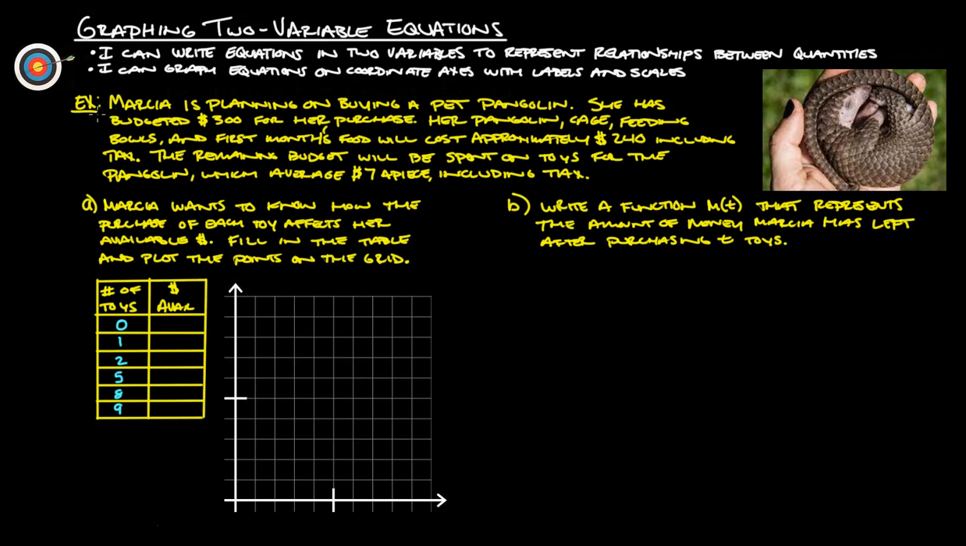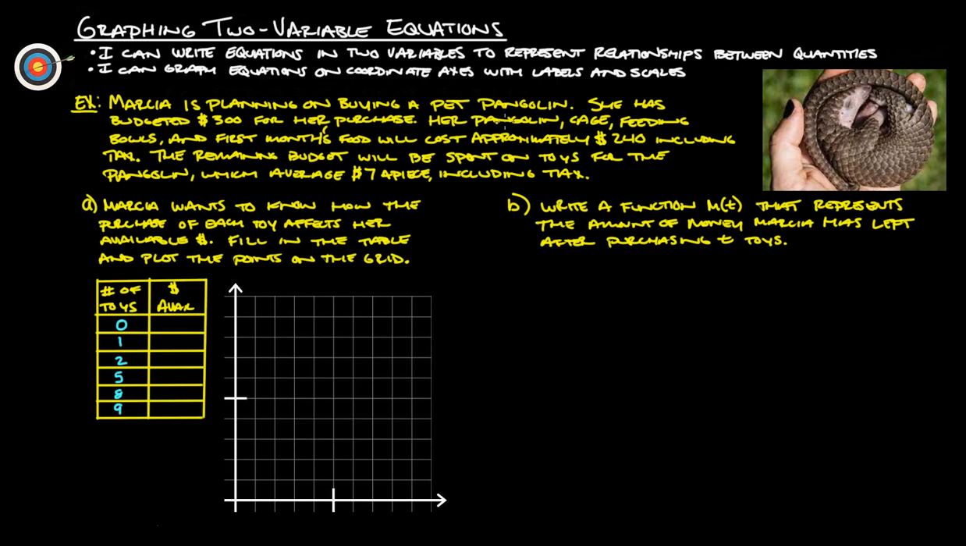Marcia is planning on buying a pet pangolin. She has budgeted $300 for her purchase. Her pangolin cage, feeding bowls and first month's food will all cost approximately $240, including tax. The remaining budget will be spent on toys for the pangolin, which average about $7 a piece, including tax. Marcia wants to know how the purchase of each toy affects her available funds. Fill in the table and plot the points on the grid.